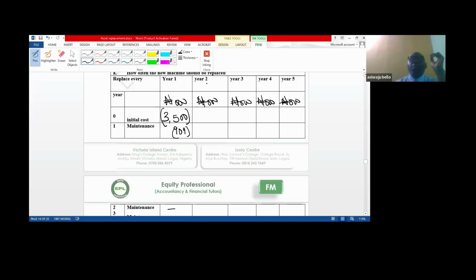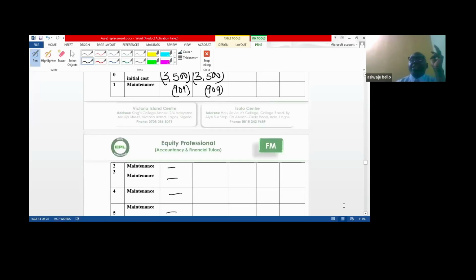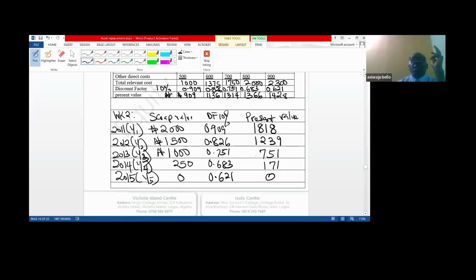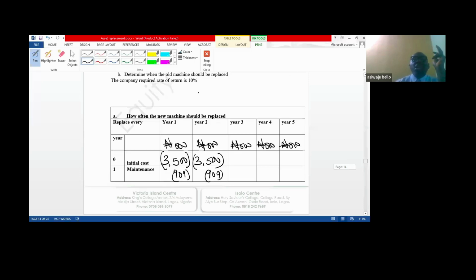Second option, replace every 2 years. For me to replace after 2 years, I'm going to buy the asset in year 0 at a cost of 3,500. I'm going to incur year one maintenance cost. That gave me a present value of 909. I will incur year two maintenance cost. What is year two maintenance cost? Present value 1136.